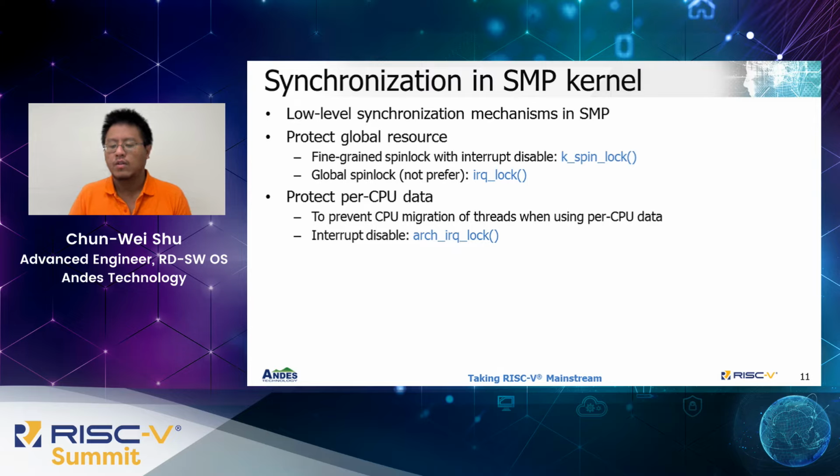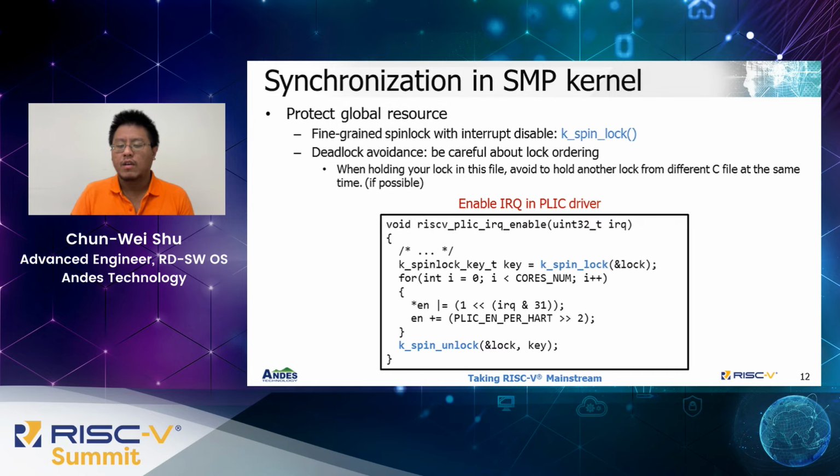We should prevent CPU migration of threads when using per-CPU data, so that we don't wrongly access the per-CPU data of another CPU. In Zephyr SMP, we should disable global interrupt to protect per-CPU data access. Let's give some examples about them.